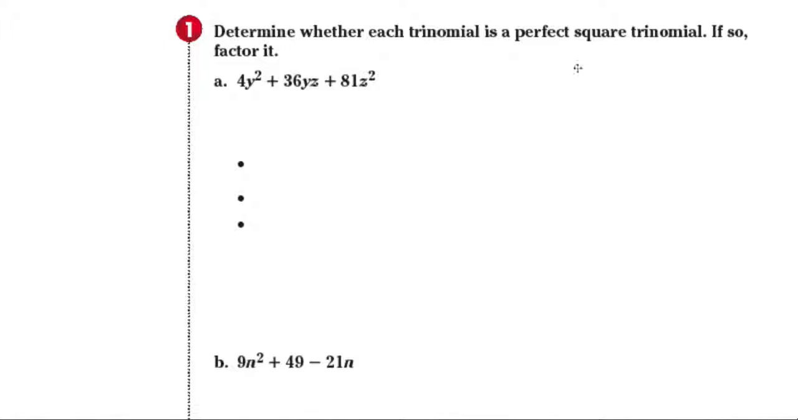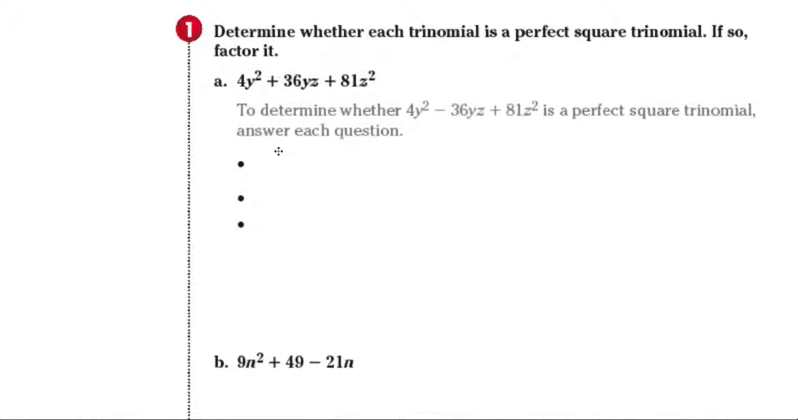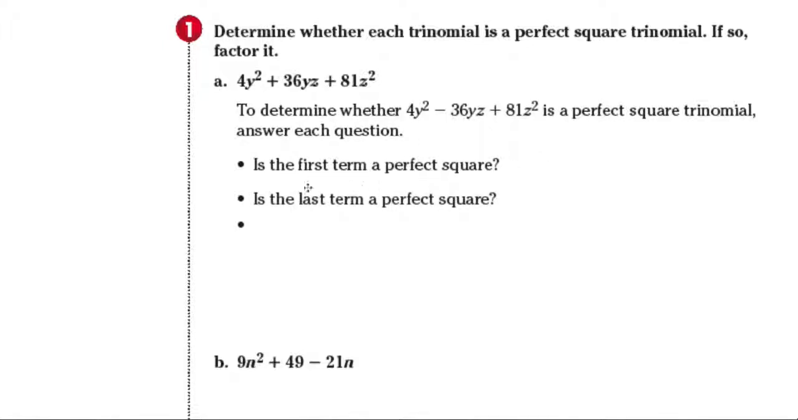Determine whether each trinomial is a perfect square trinomial. If so, factor it. So you have 4y squared plus 36yz plus 81z squared. To determine whether it is a perfect square trinomial, we need to answer the three questions. Is the first term a perfect square? 4y squared is 2y squared, so the answer is yes. Is the last term a perfect square? 81z squared is the same as 9z squared, so the answer to that question is yes.